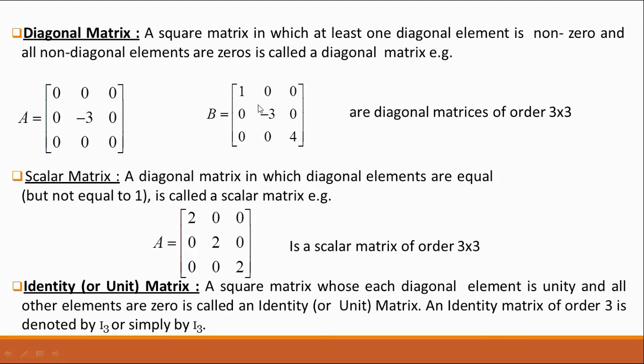Similarly, in this matrix, in the principal diagonal line, all elements are non-zero: 1, -3, and 4. So this matrix is also called a diagonal matrix.